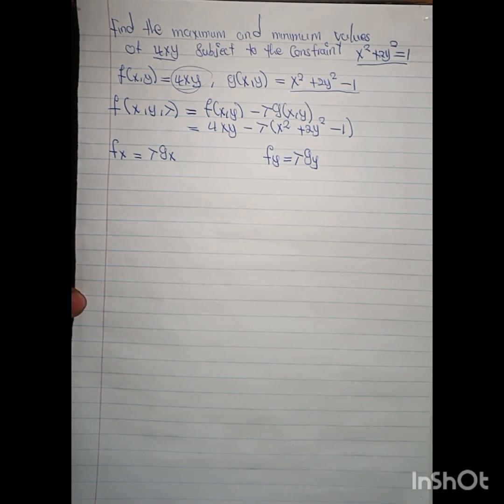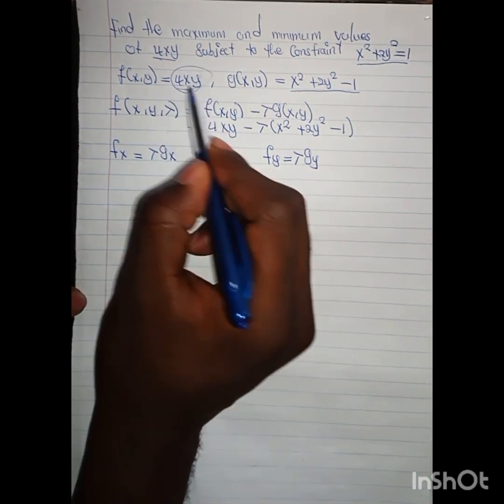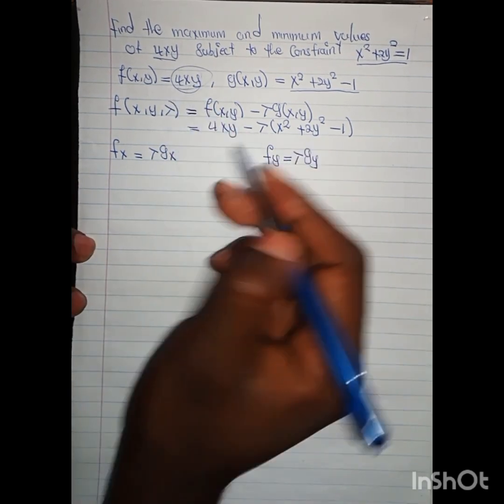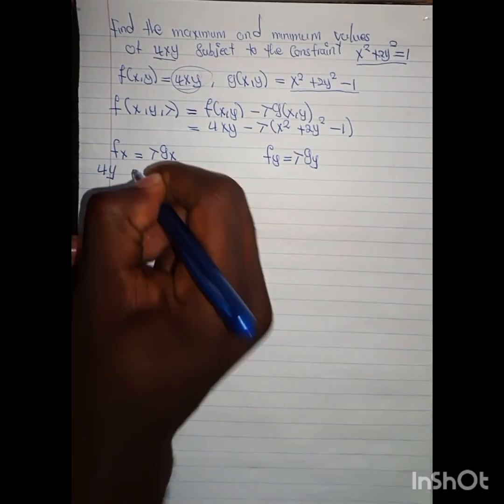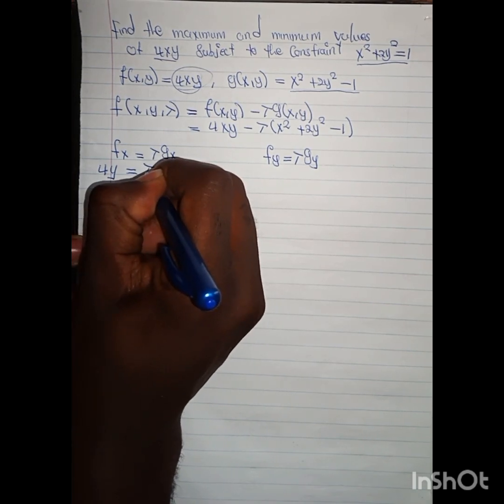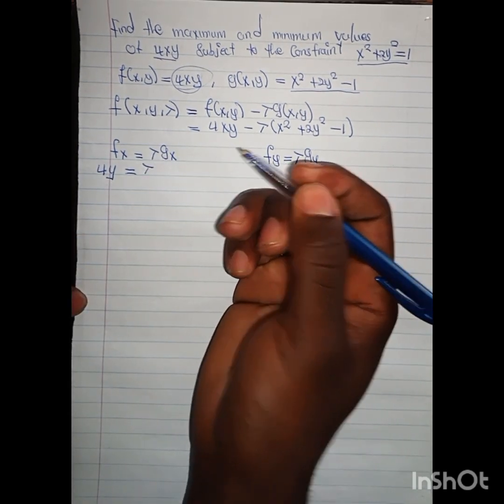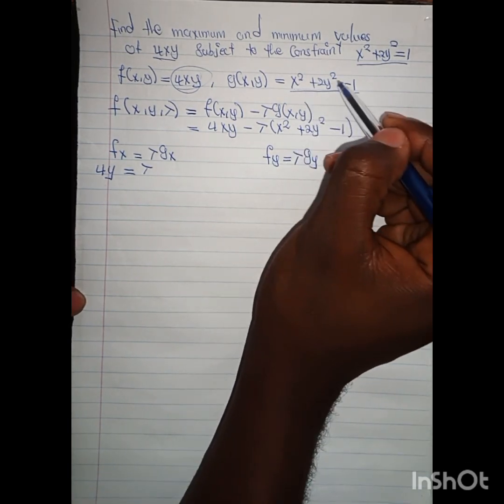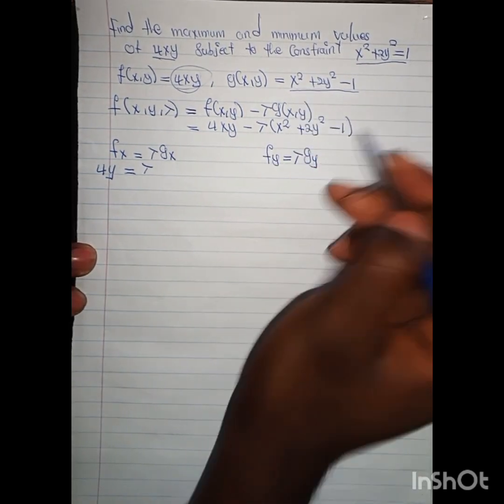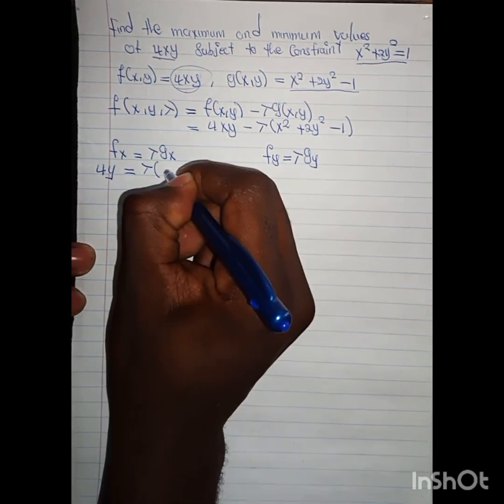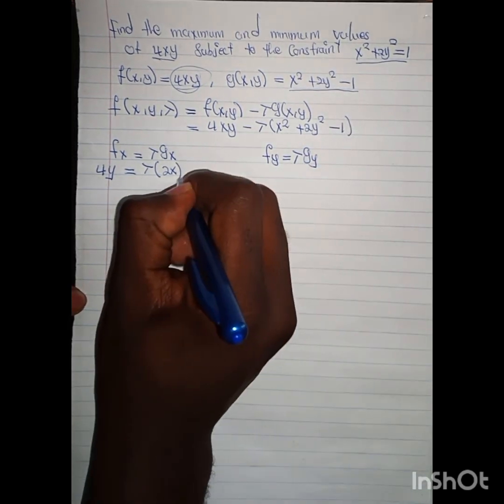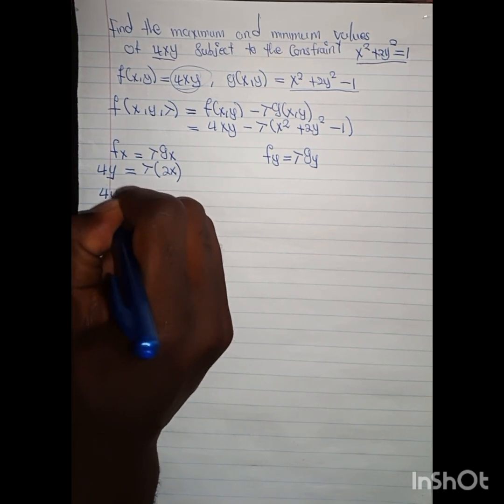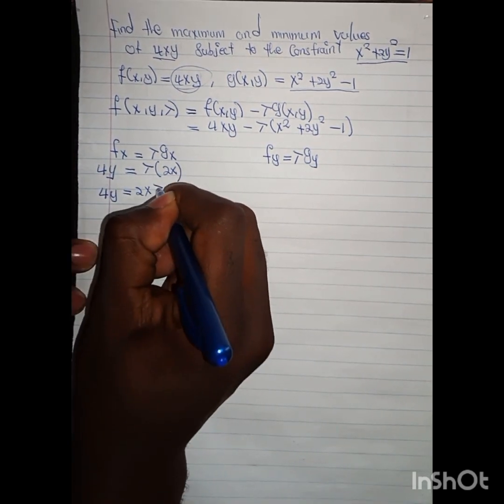And then these two equations will help us find the points. So f sub x is simply the derivative of f with respect to x. Then we have to differentiate this equation with respect to x. Then when we differentiate with respect to x, we will have 4y on the left, and then on the right we have lambda g of x, which is our constraint. Then we differentiate our constraint with respect to x, and we get 2x. This is a constant, then it will give us 0. So it means we get 4y equals 2x lambda.